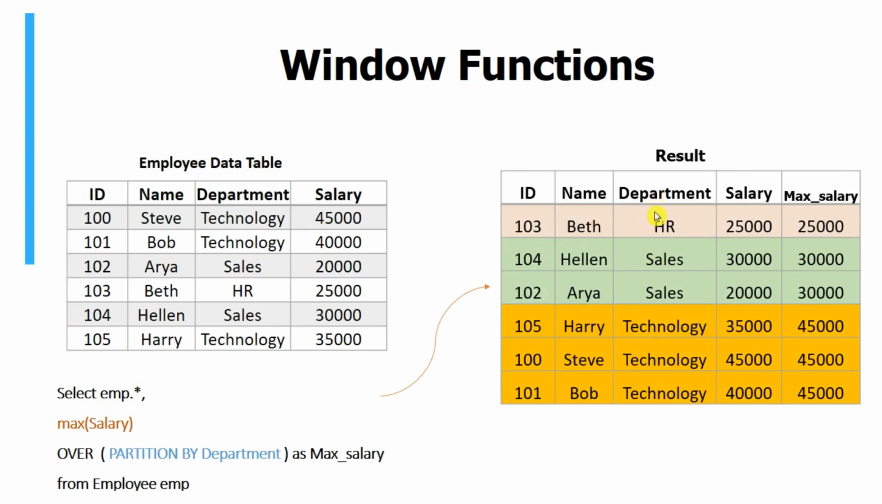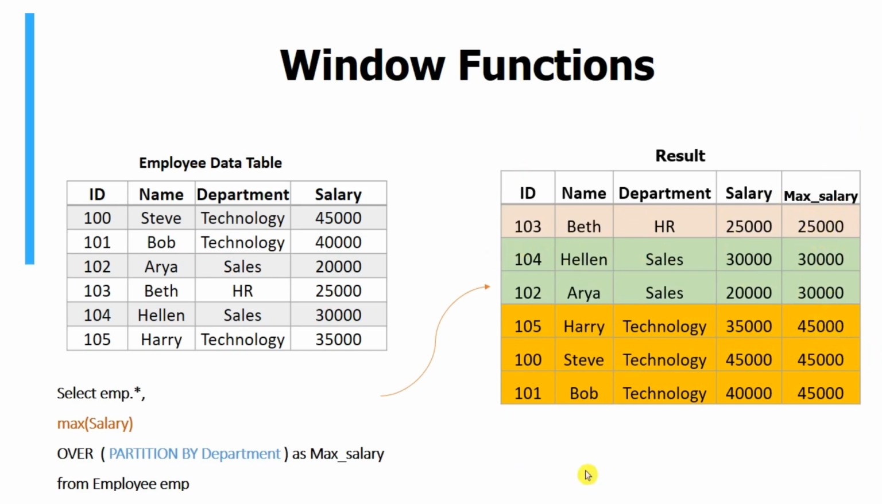But from what we have in our result, you can see it has been sorted. Automatically it's been sorted in ascending order, which is one thing SQL does. So it's partitioning by the departments, and then it's sorting them by the department. So we can see the HR, the sales, the technology, and the max salary that we are looking for.